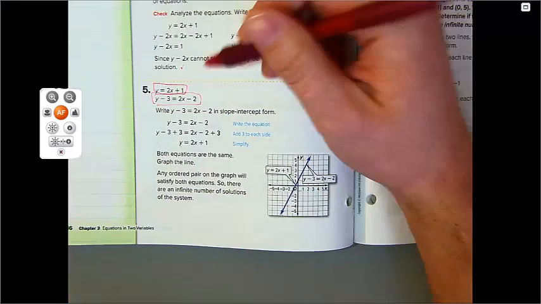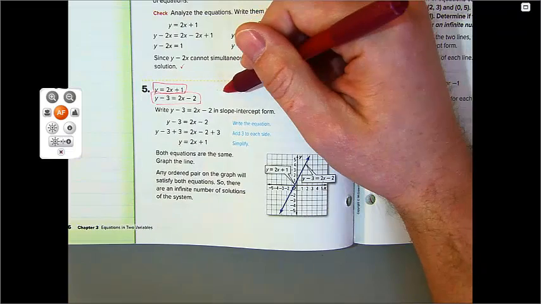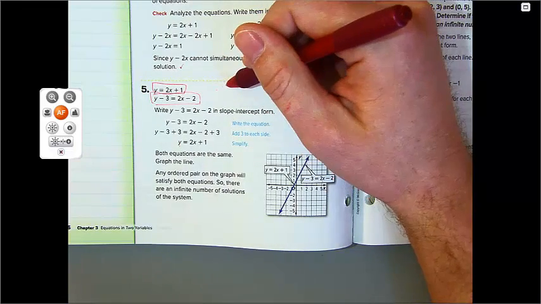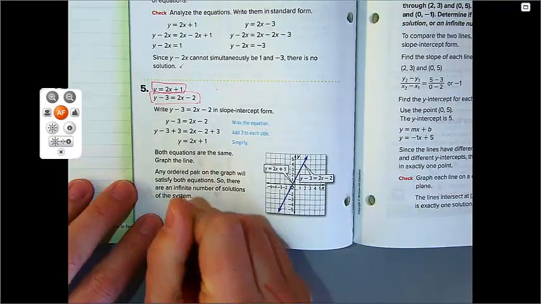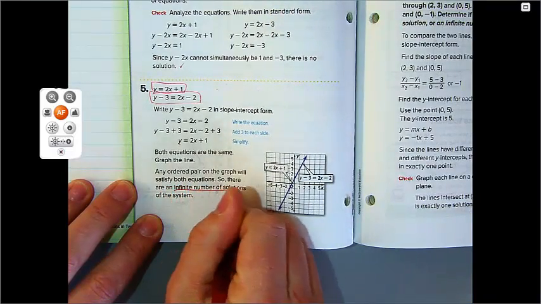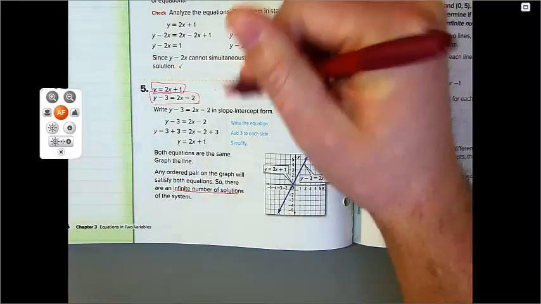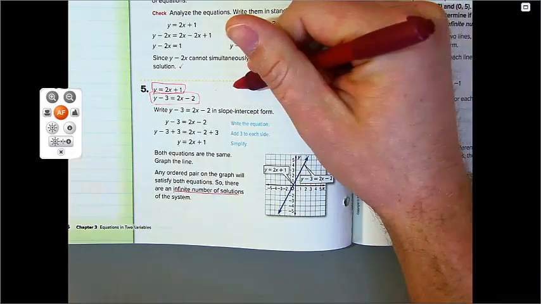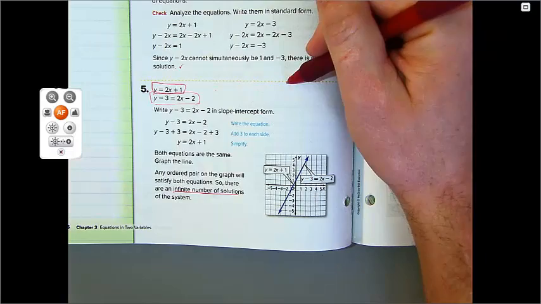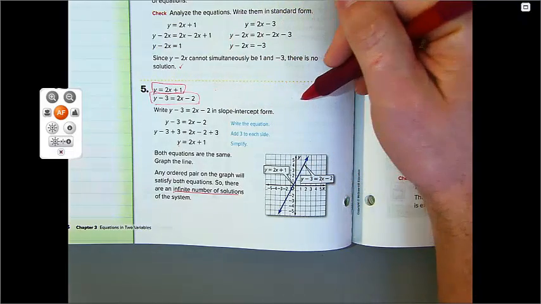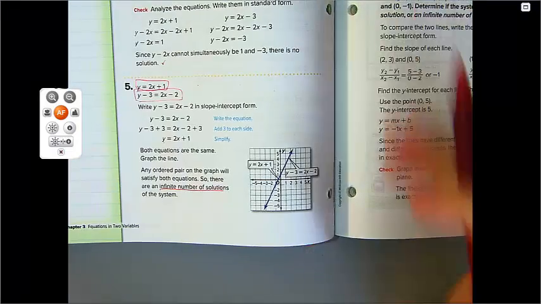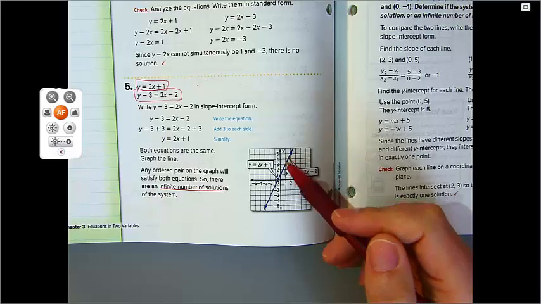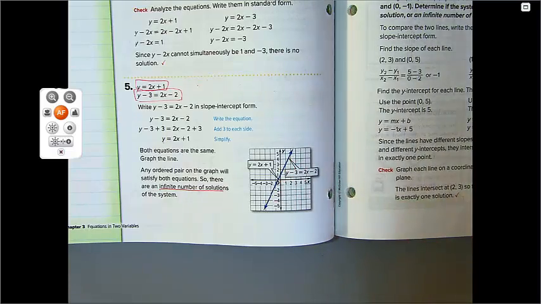So these lines are smack on top of each other. So what we want you to write here, and we're going to be checking your notes for this, right? If lines are on top of each other, there is an infinite number of solutions, okay? So once again, parallel here, no solutions at all. Here, infinite number because they're on top of each other. Every single point is a solution.